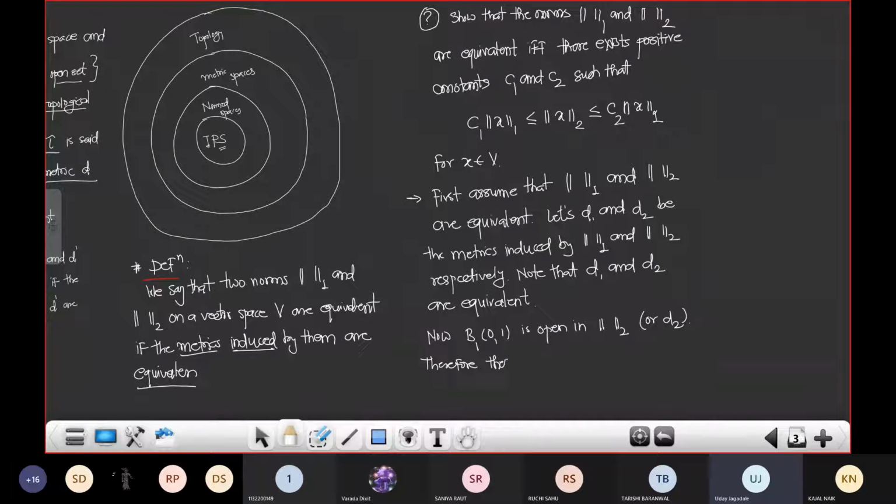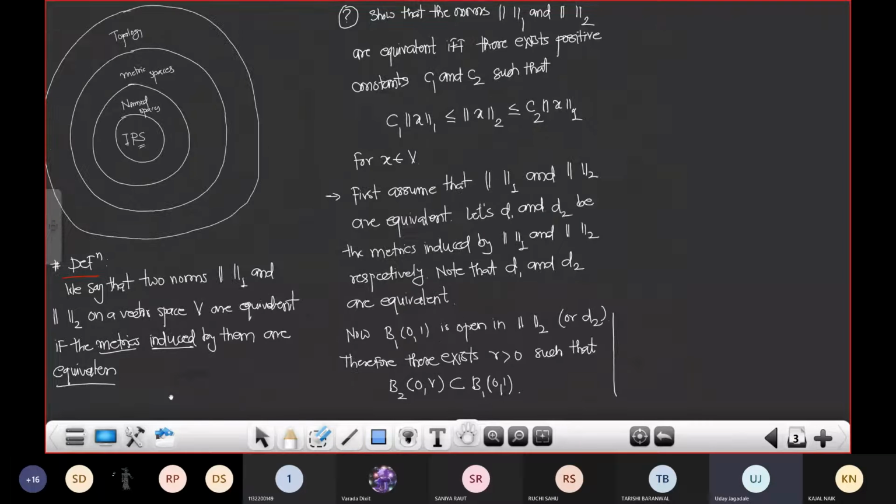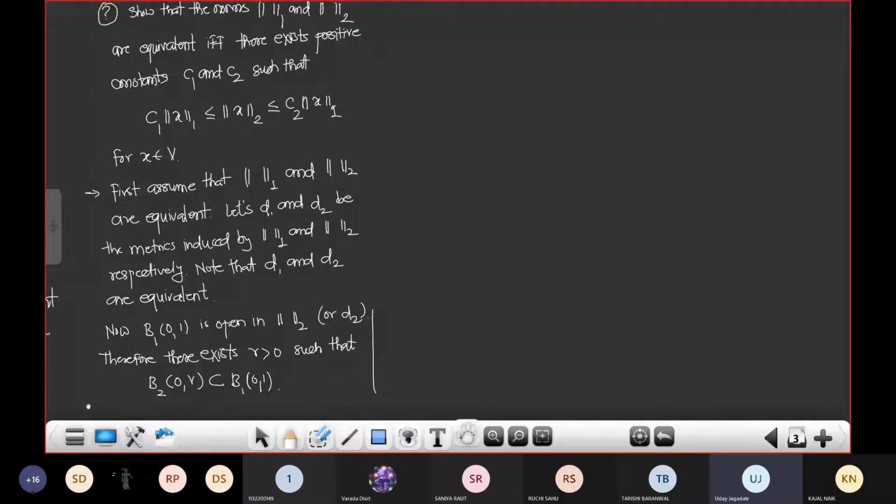Therefore, there exists r positive such that if I draw a ball around 0 of radius r in the metric D2, then this ball sits inside B_D1(0,1). Why is this true? Can somebody tell me why this statement is true? We have discussed one exercise yesterday. Do you recall?